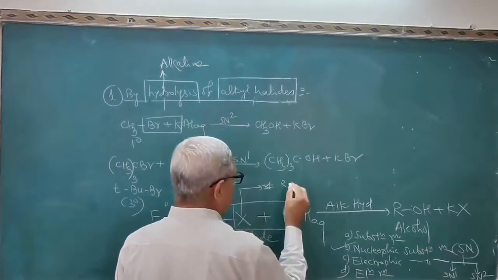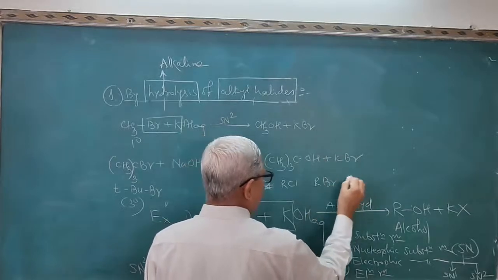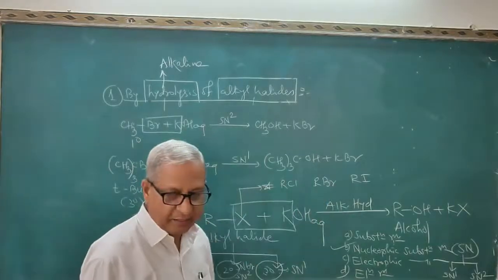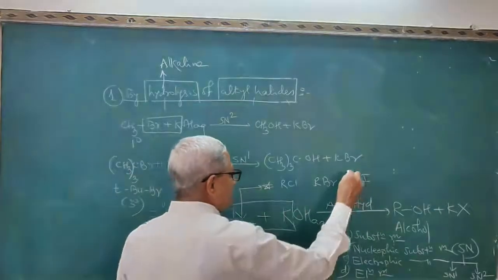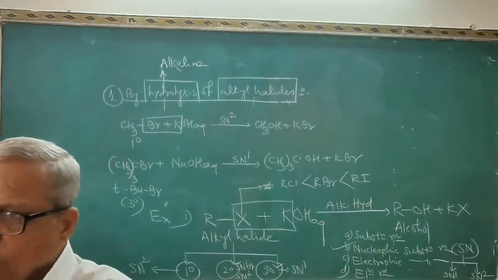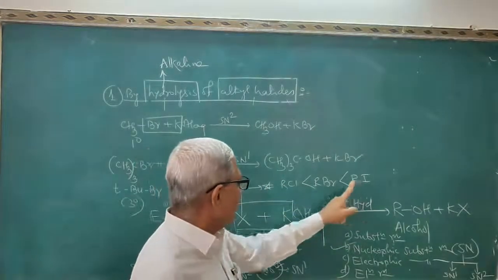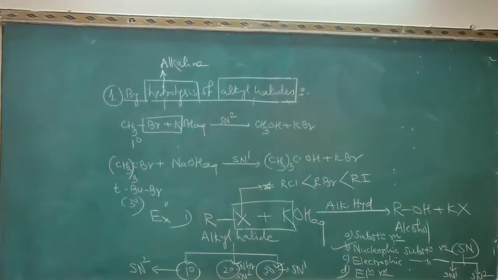RX can be represented as RCl, RBr, RI. See, the alkyl group is the same, suppose it is methyl, but the halogens are different: chlorine, bromine, iodine. The correct order of reactivity is like this. As the size of the halogen atom becomes larger, the C-I bond will become weaker and weaker. Less energy will be required to break it, and therefore the rate of reaction will increase. Therefore the order of reactivity is RI is greater than RBr is greater than RCl. So these are the important questions here.